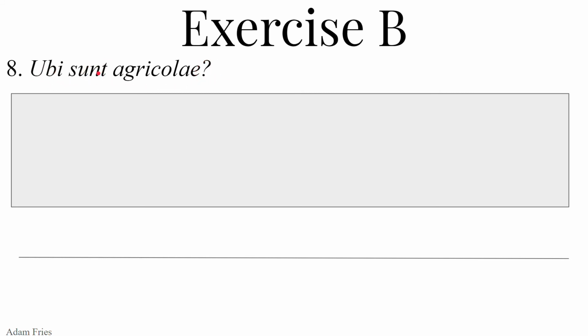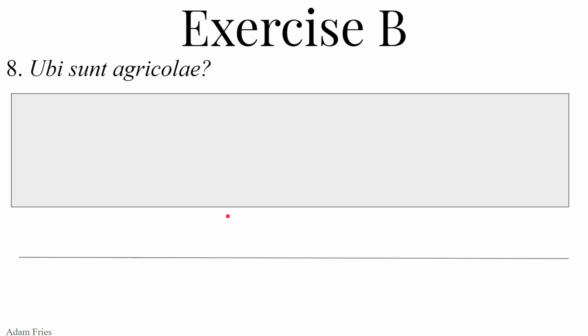Sunt. This is the third plural of sum, esse, fui, futurus. They were, or they are, present tense. Something exists right now in the plural. Agricolae. Well, it could be genitive, it could be dative, but it probably is the nominative plural masculine of agricola, ae, masculine, farmer. So we have farmers. This is going to be the subject. The farmers are where? Where are the farmers? If you write down the sentence, where are the farmers?